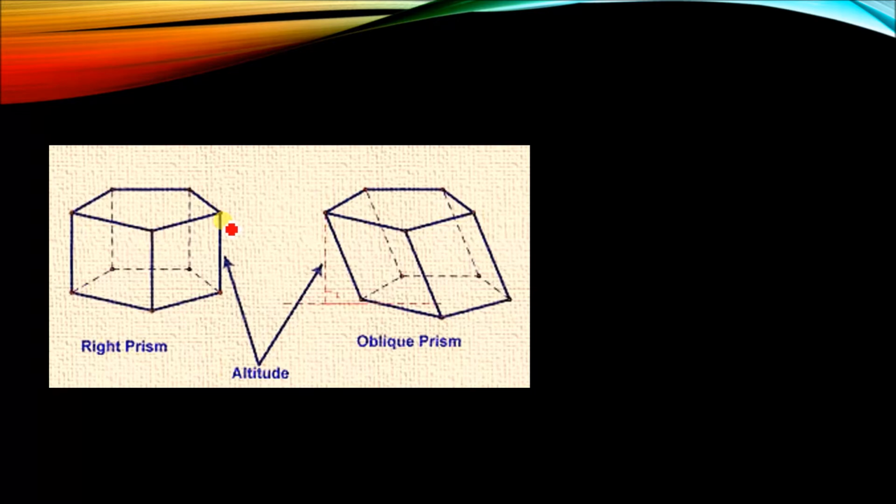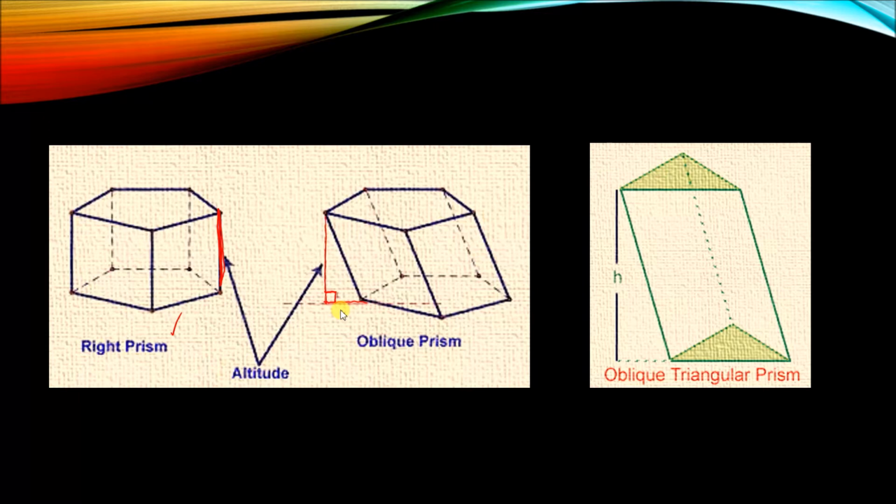The height of the prism, or the altitude of the prism, if it's a right prism, will just be one of the edges over here. But if it's an oblique prism or slanted prism, the height of the prism is the vertical height like this. You have to drop a perpendicular line over there to the base over here, and that in fact would be the height or the altitude of this prism. So there are two types of prisms, the right prisms and the oblique prisms. Here's another example. This is an oblique triangular prism. It is a triangular prism that is oblique.